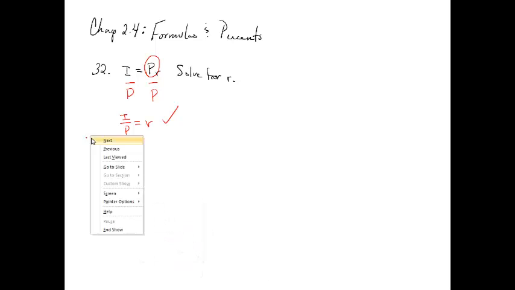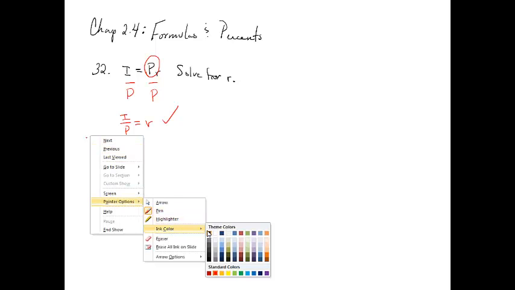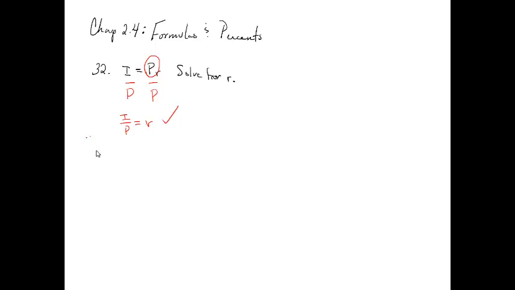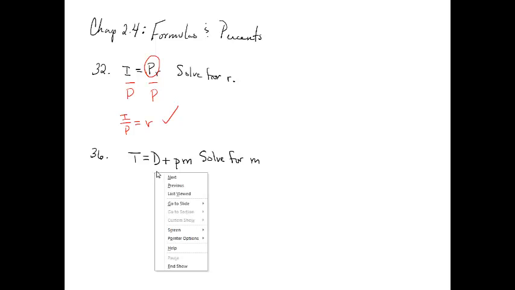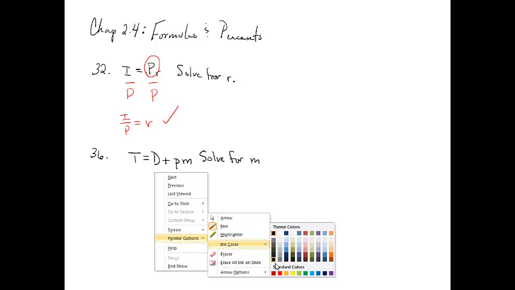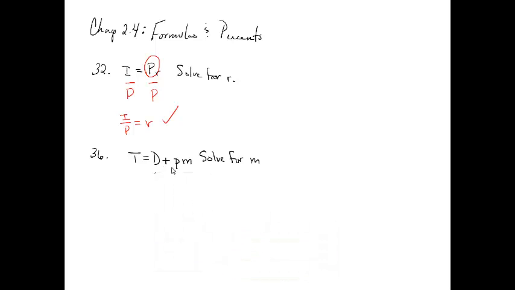Oh, this went away. Hold on. Let's try number 36. So we have T equals D plus PM. And it says solve for, what letter are we solving for? M. So my goal is to get everything away from M. So I've done this problem before, but the only difference was I used numbers. But I'm still going to do the same thing. I have a P hanging out with M, and I have a D. But who do I need to move first? I'm going to move the D.